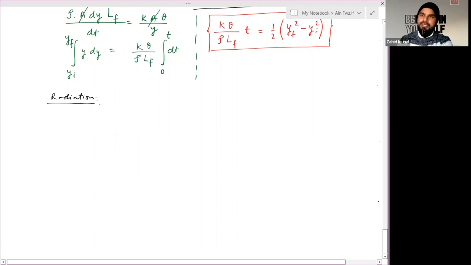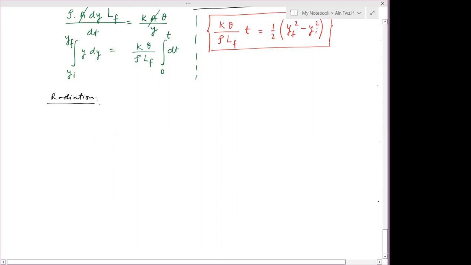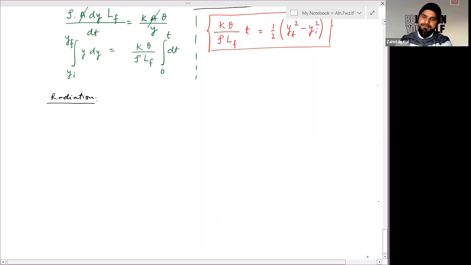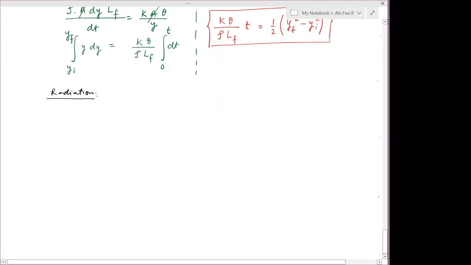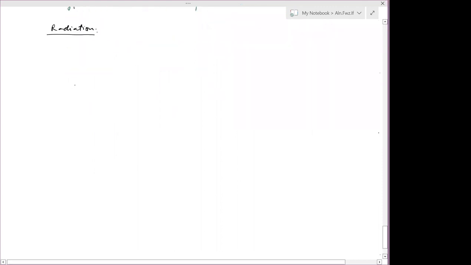Do you know what you mean by radiation? What do you mean by radiation? Sir, it is like light which comes out from a phone.